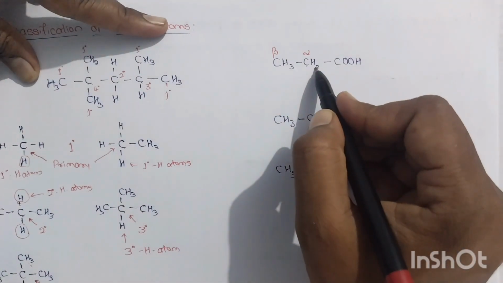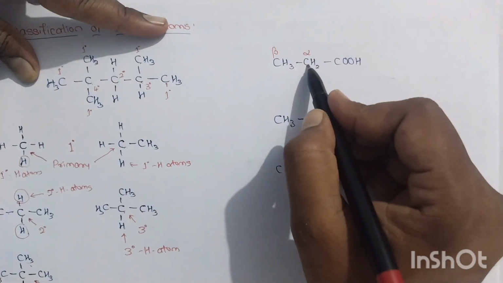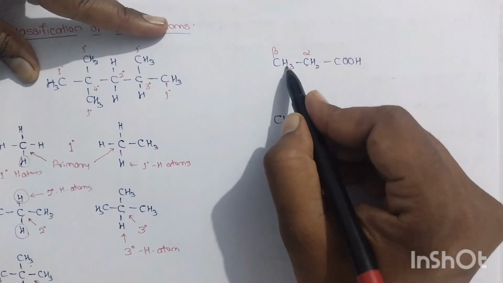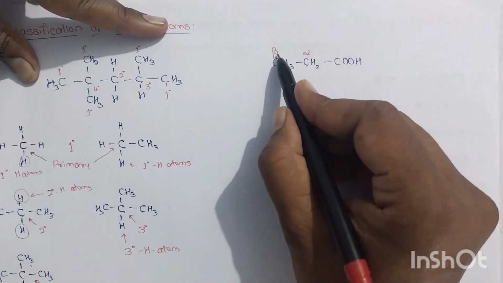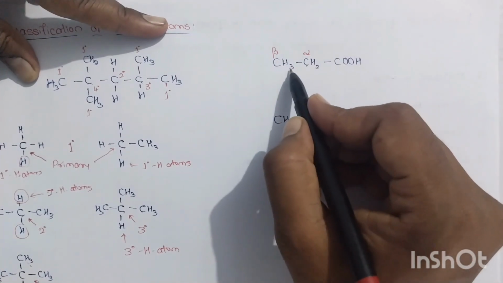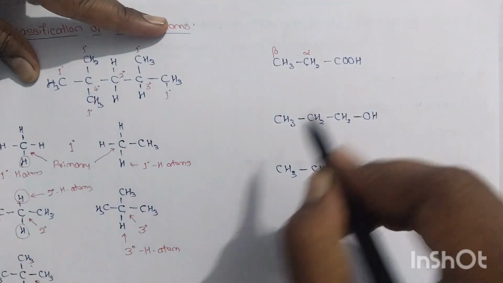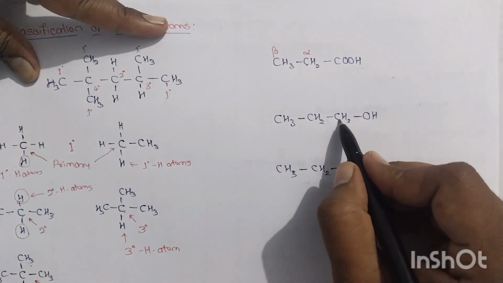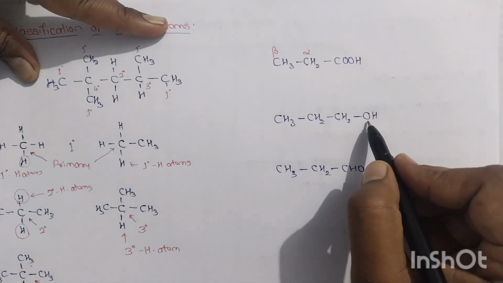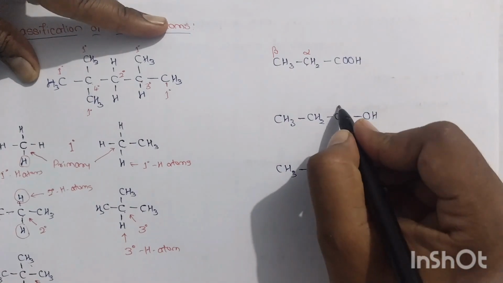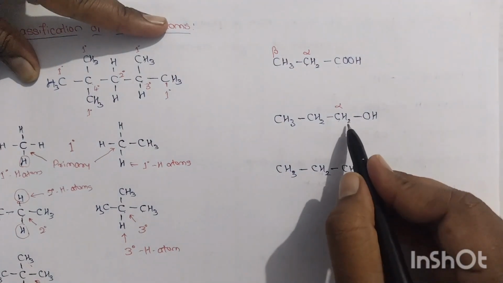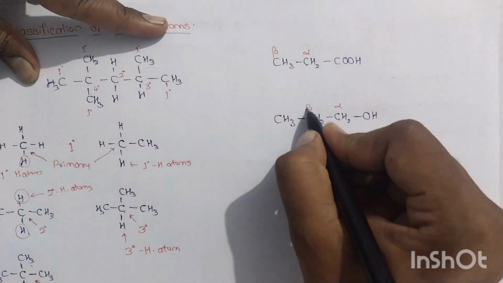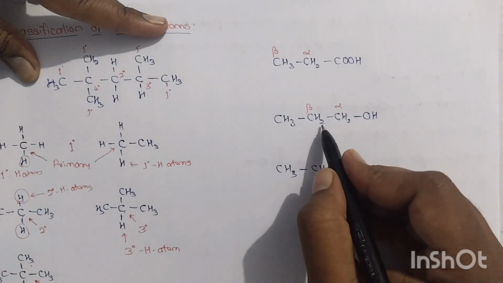And these 2 hydrogens which are attached to the alpha carbon atom are called alpha hydrogens, and these 3 hydrogens which are attached to the beta carbon atom are called beta hydrogens. Here you can see that the OH is the functional group of alcohol, and this carbon is directly attached to this functional group, so this carbon is called the alpha carbon atom. Hydrogens are called alpha hydrogens. This carbon is the beta carbon. Hydrogens are beta hydrogens.